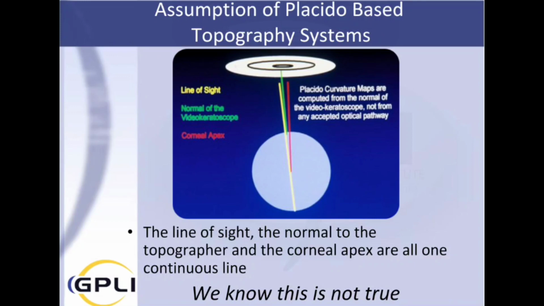There is an assumption made by the Placido-based imaging systems, and that is that the line of sight, the normal to the topographer, and the corneal apex are all one continuous line. However, we know that that is not true.